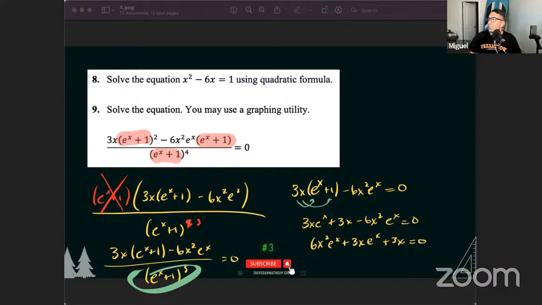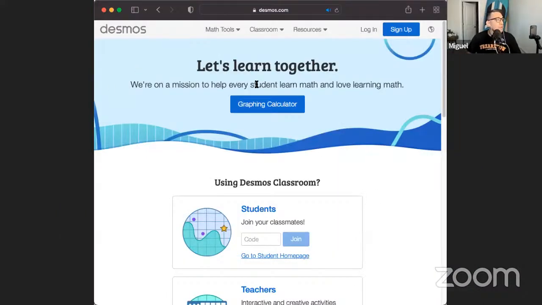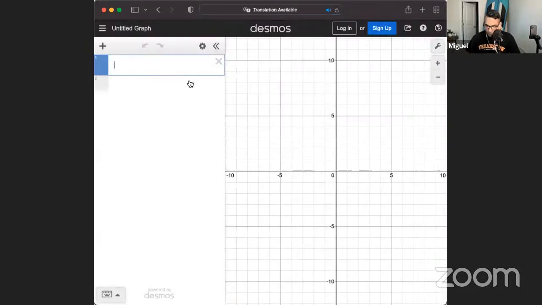I'm using Desmos just to graph it. Maybe I can even show you over here. Let's go ahead and show Desmos real quick. So if we want Desmos, here we go. Okay. So let's go ahead and just graph this. What was the equation in question?